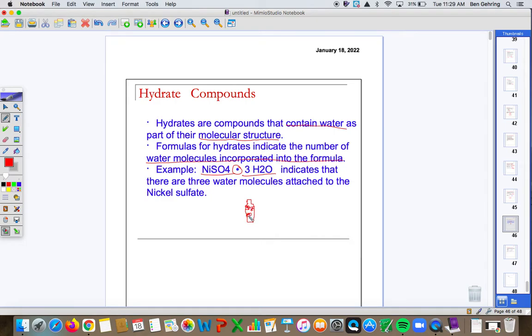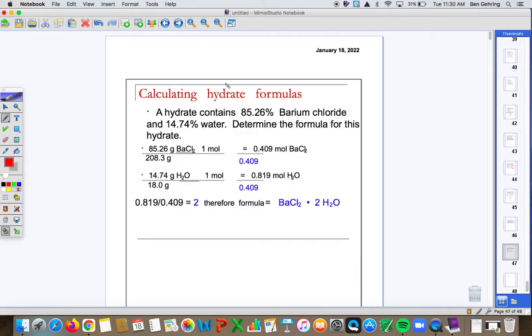So if I would heat this substance up, my water is going to evaporate, and it's going to get rid of those waters. At that point, it'll be just my nickel(II) sulfate. So it's just going to be this structure. But that's what the hydrate stands for, that those waters are attached.